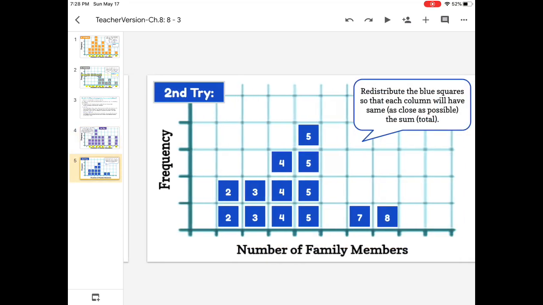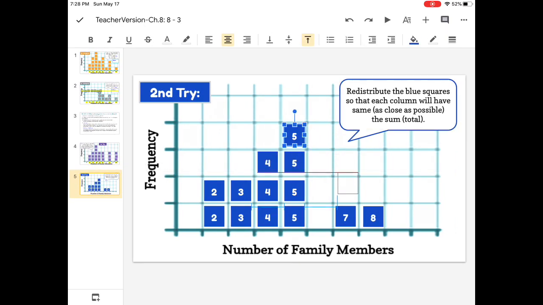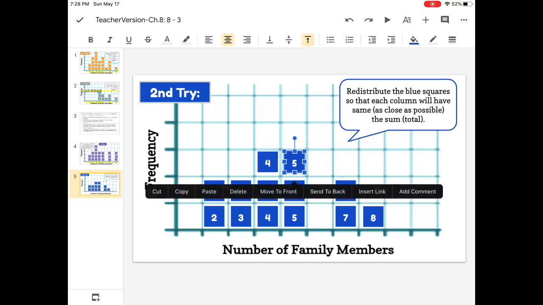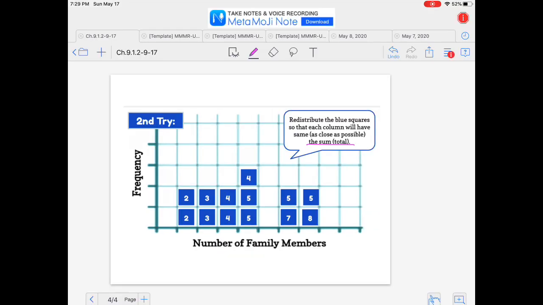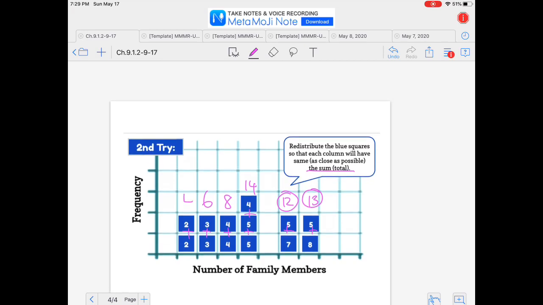All right, your second try is very similar to the first one. The squares don't have to be the same, but this time the total value has to be the same. So the sum has to be the same. So in each column, the sum has to be the same. So like I said, the squares don't have to be the same, but the numbers have to add up to the same value. So if you look, 8 plus 5 equals 13, and then we move on to 7 plus 5 equals 12. Not the same so far. Let's give the next one a try. That's 14, 8, 6, and 4. So none of these values are the same.